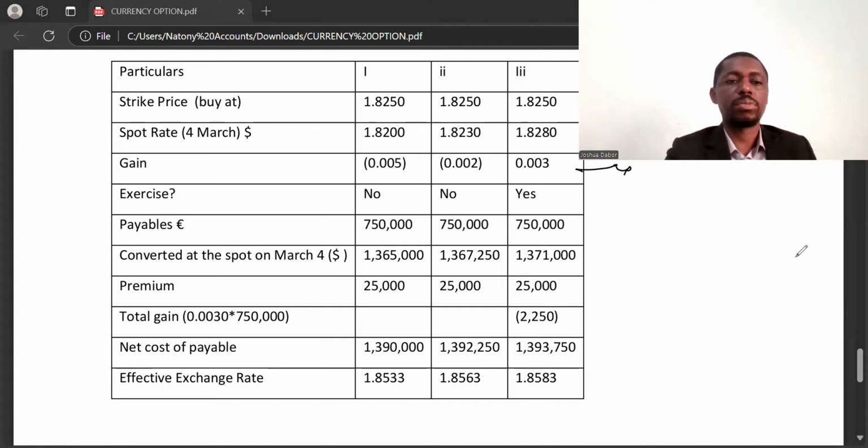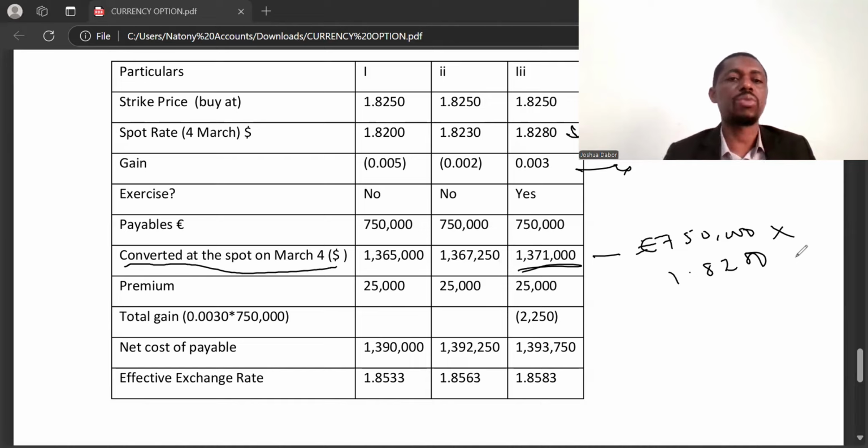So if the spot rate on the date of the transaction, 4th March, is this amount, how much will the company need to make that payment? It's going to be the amount the company is expecting to pay, which is 750,000 times the closing spot rate, the spot rate on the 4th of March, 1.8280. So that will give you this amount, which will be what the company will have paid if the company did not enter the option contracts.